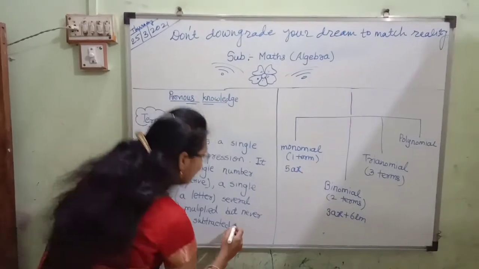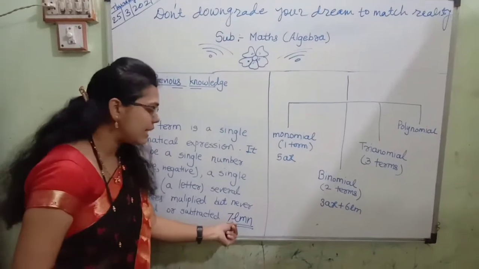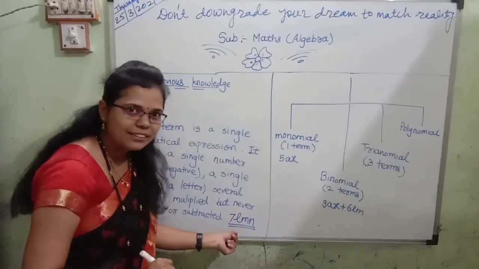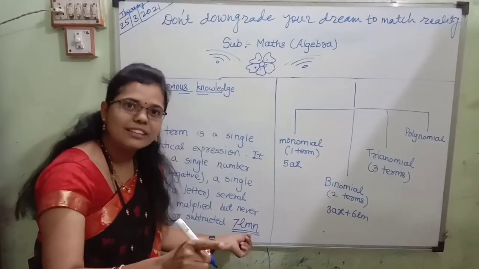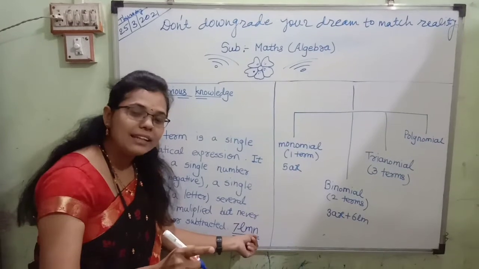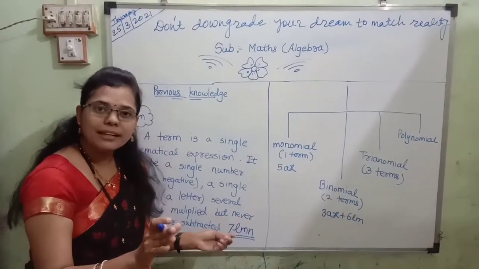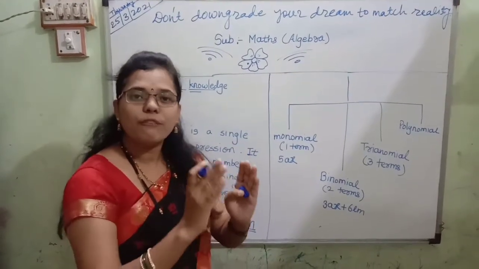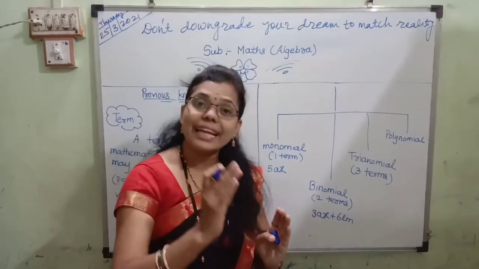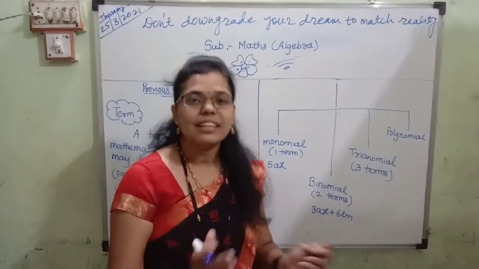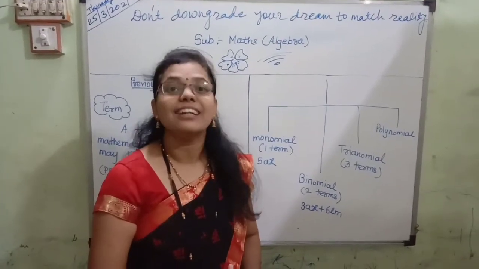For example, 7lmn, this is what? This is a term. In between 7 and L, a multiplication sign is there. In between L and M, there is also no sign, means multiplication sign is there. M and N, there is also no sign, it means multiplication sign is there. It means in the multiplication form, while we are using any positive or negative number or any letter or several letters, that is a mathematical expression which is known as a term.